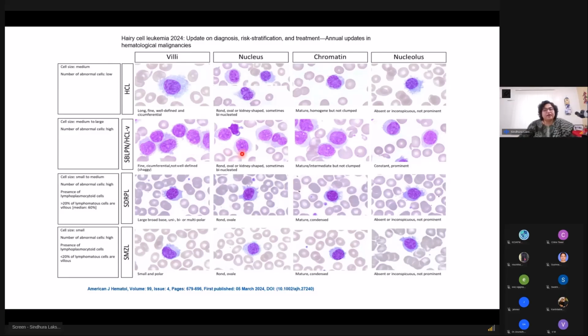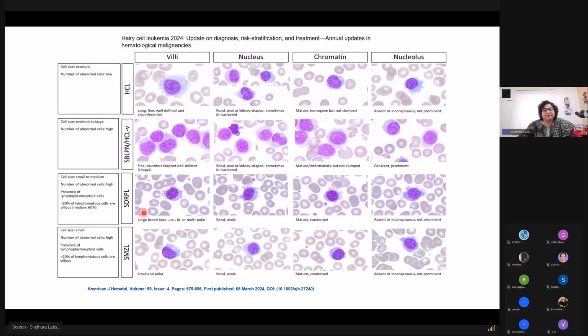Very, very important thing here is the nucleolus. The reason the nucleolus is important here is that it is the one which is giving it its name, splenic B-cell lymphoma with prominent nucleoli. That name is derived because of this prominent nucleolus. It is so prominent that the nucleolar membrane looks like you have taken a pencil and drawn the nucleolar membrane around it. It will be that prominent.